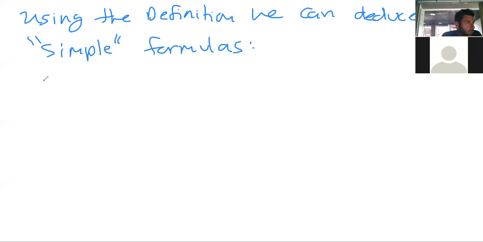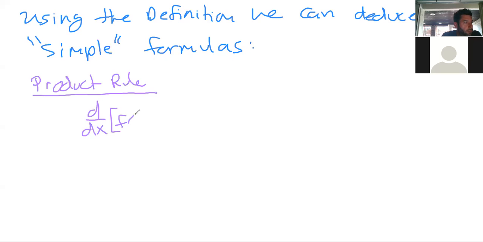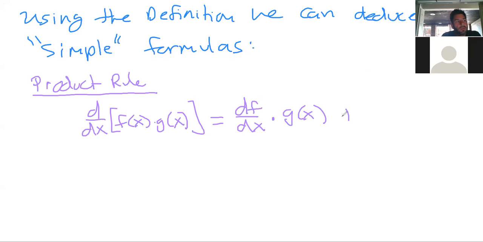So the first one is what's called the product rule, because it tells us how to differentiate the product of something. So it turns out that you don't just take each piece and multiply it together. It's a little more tricky than that. It's actually the derivative of f times g plus leave f alone and multiply it times the derivative of g.